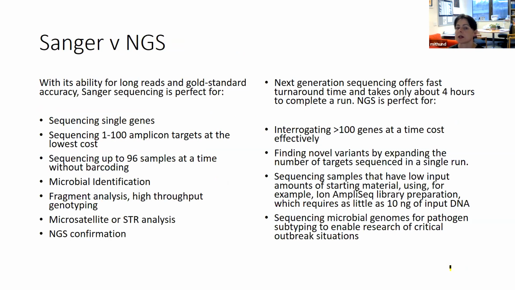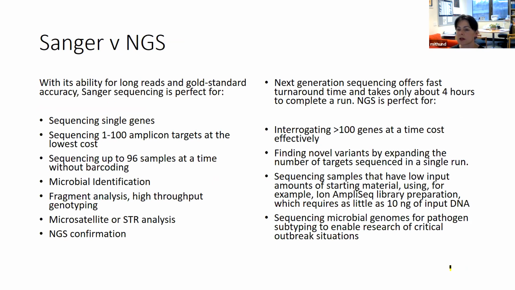So, the main difference between Sanger sequencing and next generation sequencing. Sanger sequencing is still the gold standard for sequencing, but it's maybe used for sequencing a single gene. It can sequence a smaller number of samples and a smaller number of targets. It's used a lot in sequencing microbes to identify them, looking at particular fragments, or looking at microsatellites. And often it's used to confirm something that's been found on next generation sequencing.